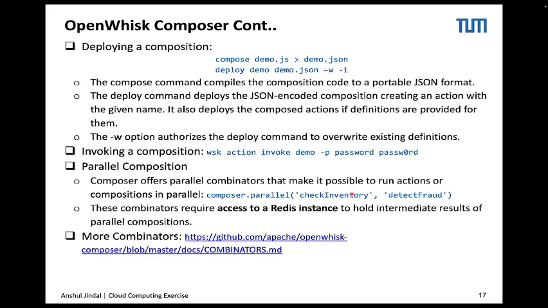So you can see the problem with the parallel composition. If I am calling multiple functions in parallel, I need to store or hold the intermediate results so that I can combine them together for the final result back to the user itself. For that, I require access to a Redis instance, which is an in-memory database. You have to deploy that as part of this whole infrastructure, where your intermediate results would be stored.